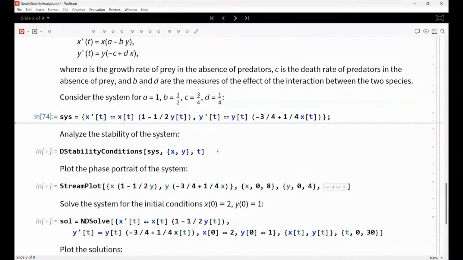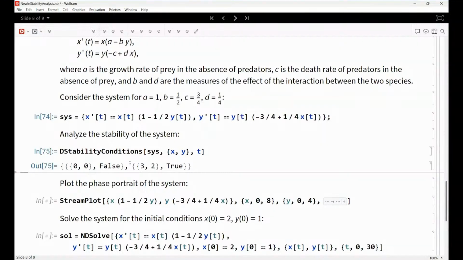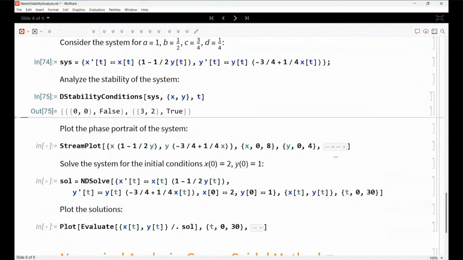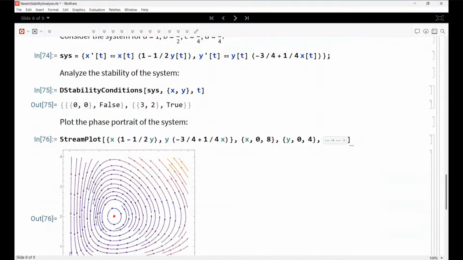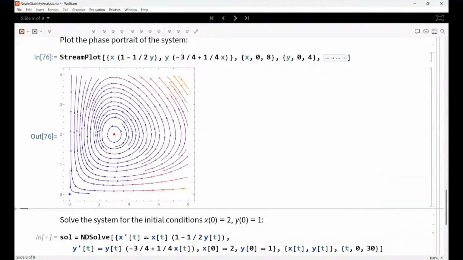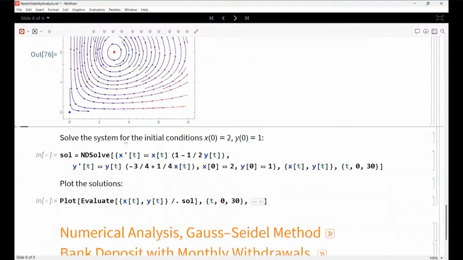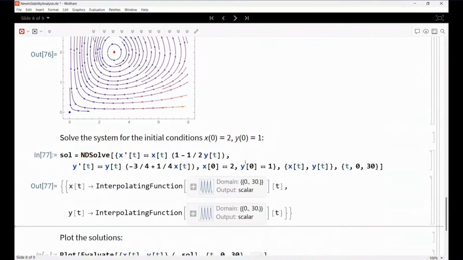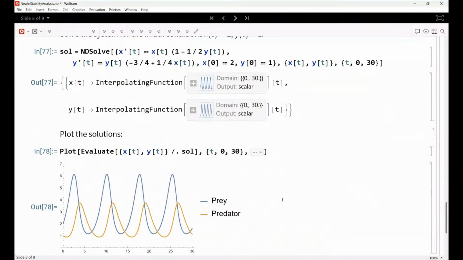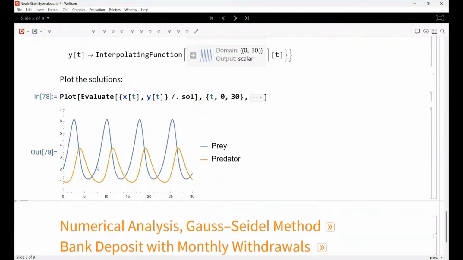And this system has two fixed points, one at the origin, which is unstable, and the other one at 3, 2, which is stable. And again, we can plot the phase portrait of the system, and we see that both populations will oscillate near their equilibrium value or fixed point. And here is the plot of the solutions. Here, the blue line is the population of prey, and the yellow line is the population of predators.